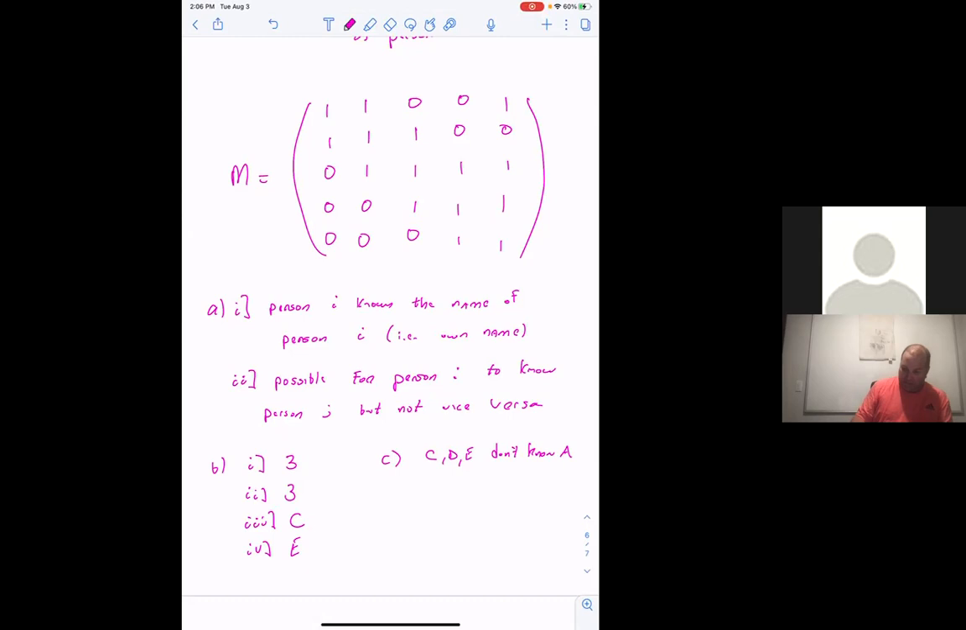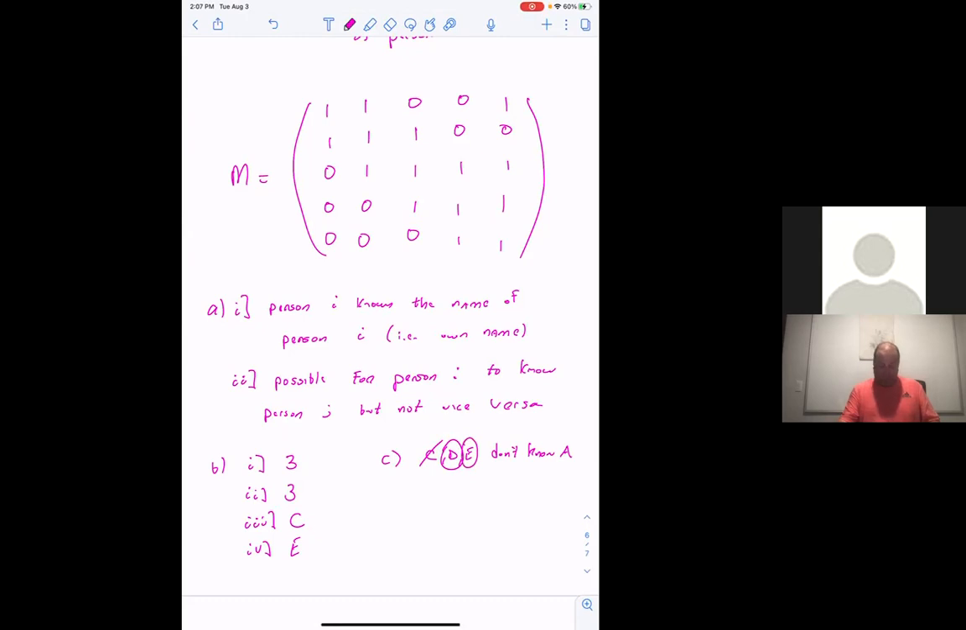So C does not know A's name, but C knows B, who does know A's name. So not C. D does not know A's name, but D knows only C, D, and E, none of whom know A's name. So D does not know A's name, and D does not know anyone who knows A's name. And E does not know A's name and does not know anyone who knows A's name.